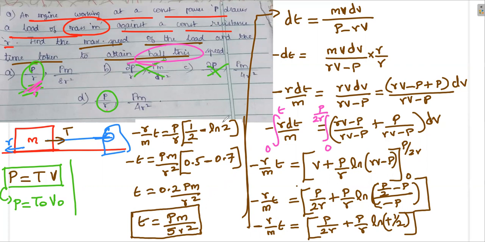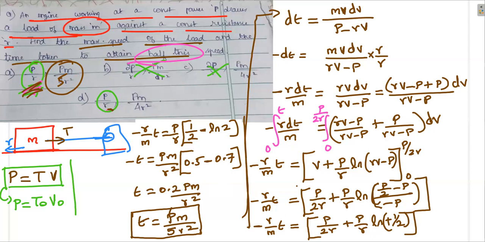Okay, this is not for NEET for sure. Only the maximum speed question may come for NEET. If you're preparing for JEE, yes, these are normal questions. So the time is pm by 5 r square. So this is p by r, correct? Pm by 5 r square. Something might be missed here, so I think this should be 5. Check it. So this is pm by 5 r square. This is right.